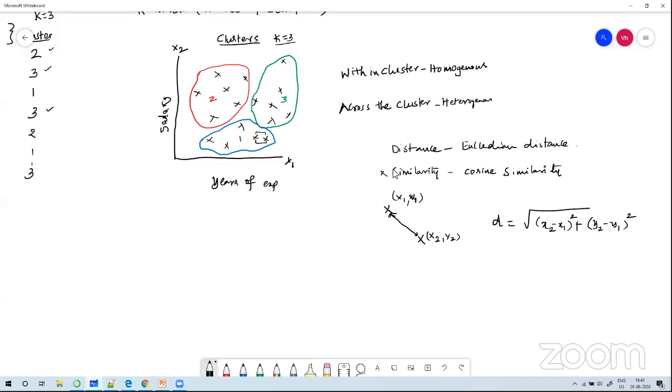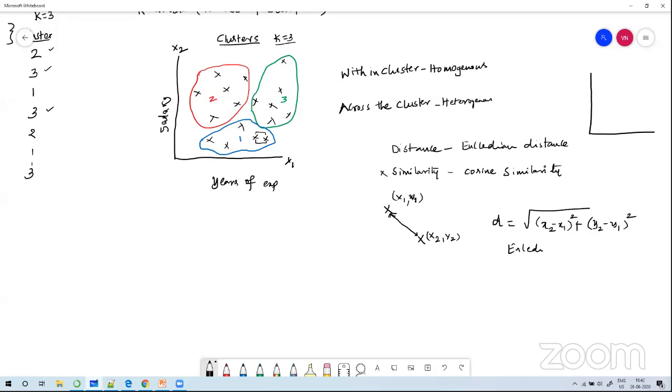To give you a brief description of how it would look if we have to use the cosine similarity, this is how we generally measure the cosine similarity.